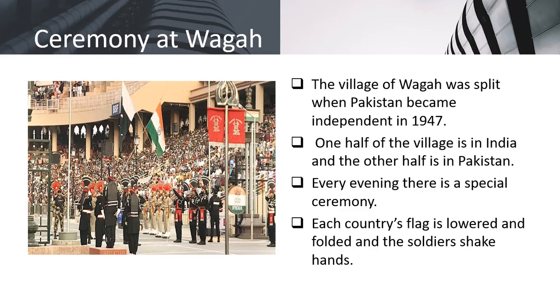Ceremony at Wagah. The village of Wagah was split when Pakistan became independent in 1947. One half of the village is in India and the other half of the village is in Pakistan. Every evening there is a special ceremony. Each country's flag is lowered and folded and the soldiers shake hands.